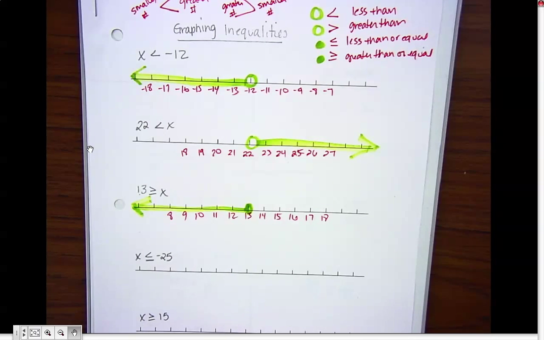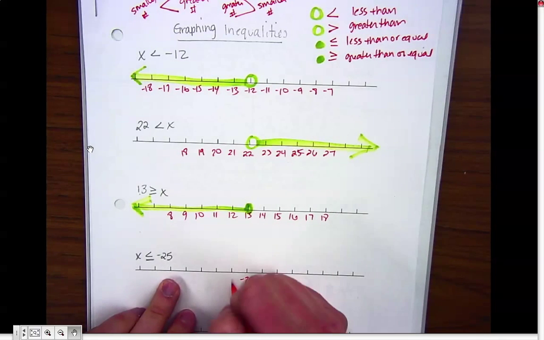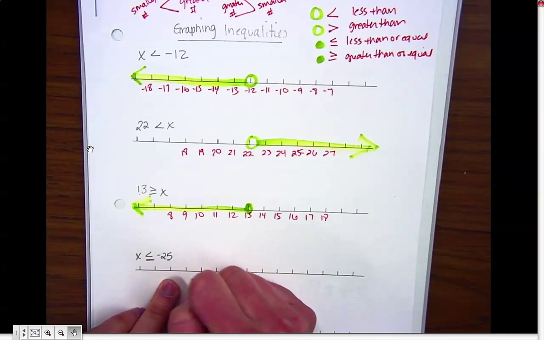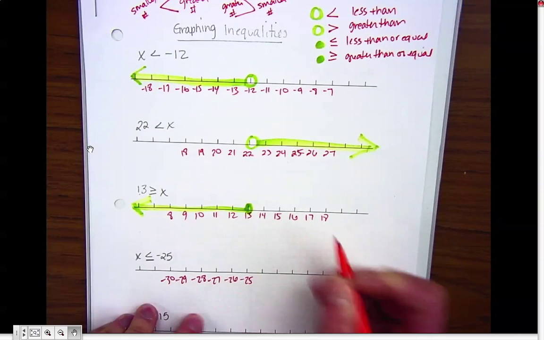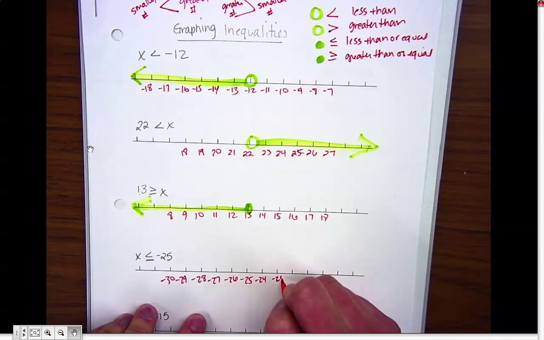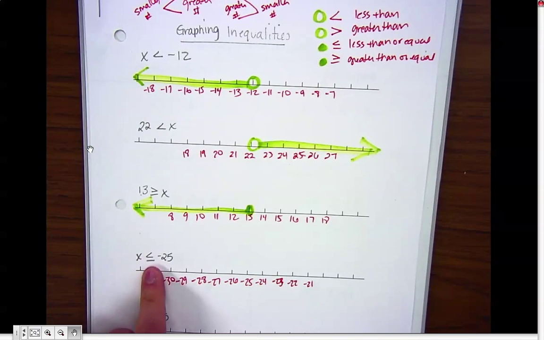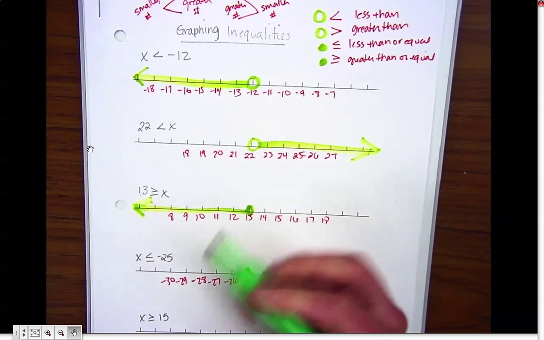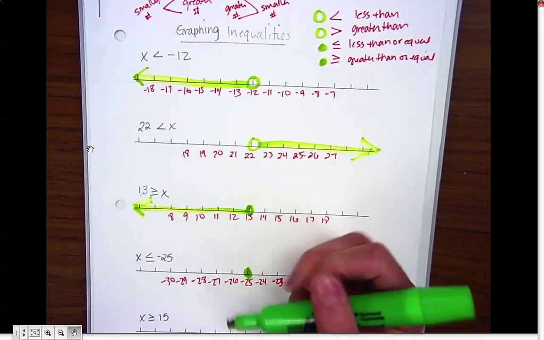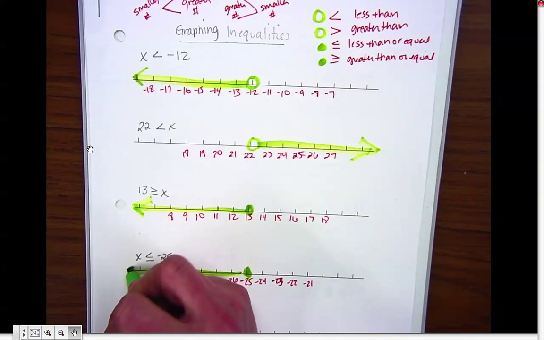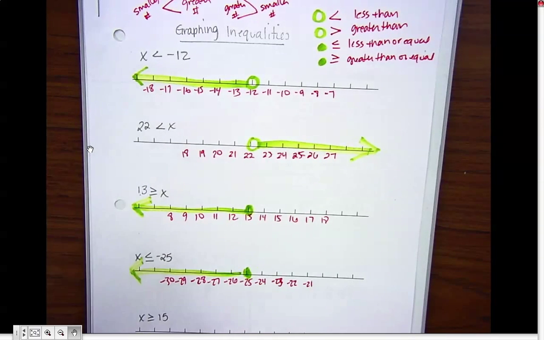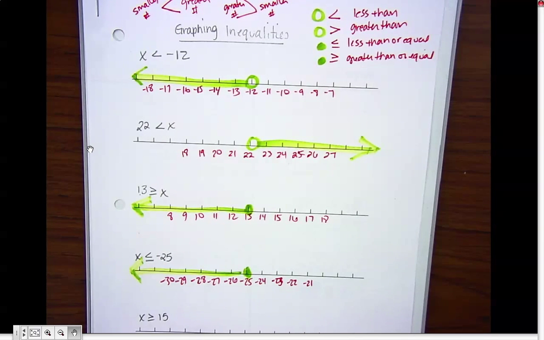So I like to pick some benchmark numbers to check my work. Next: x is less than or equal to negative 25. So negative 25, negative 26, negative 27, negative 28, negative 29, negative 30, and negative 24, negative 23, negative 22, negative 21. Again, I have my symbol underneath, so that means it's going to be equal to. This says x is less than or equal to negative 25, so my smaller numbers are going to be to the left. Maybe I'll pick negative 100. Is negative 100 less than or equal to negative 25? Yes, it is.